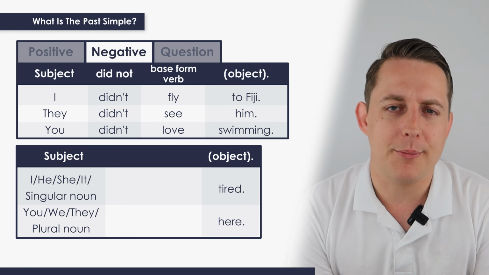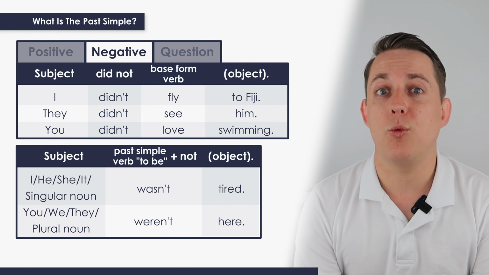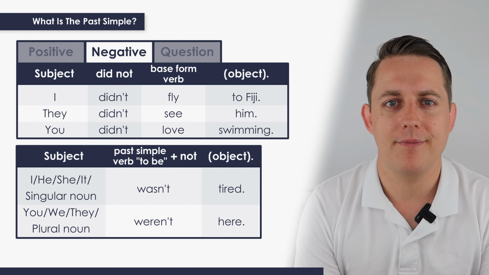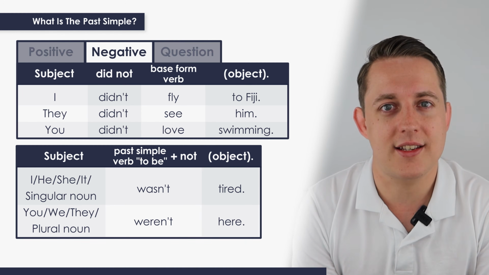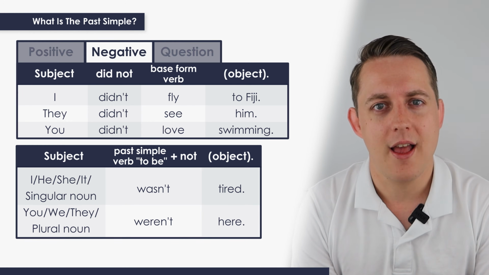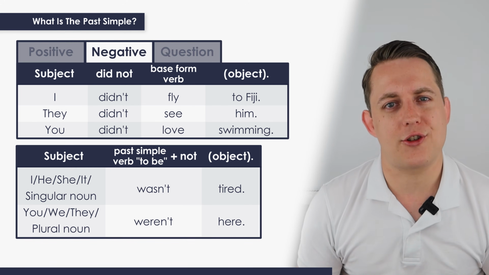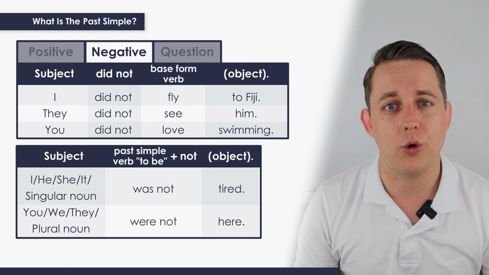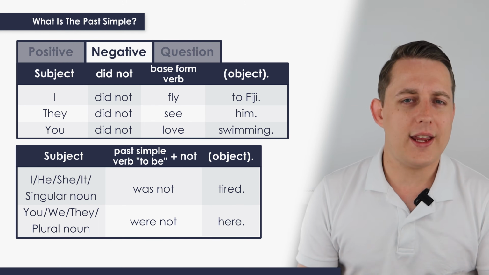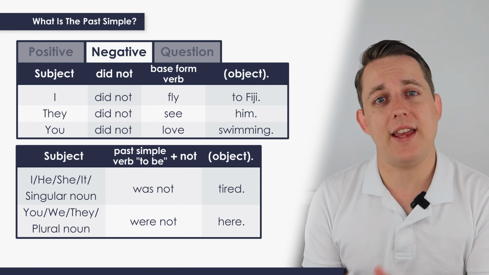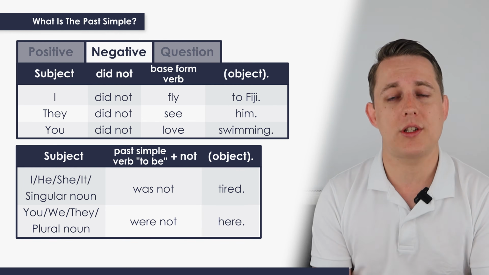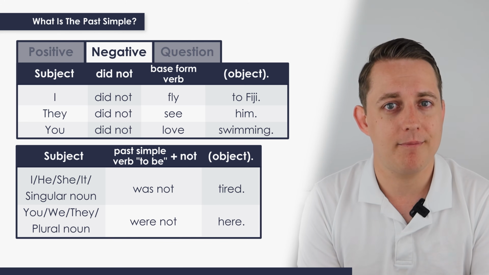So what about the verb to be? I wasn't tired. They weren't here. All we're doing is adding nt at the end. Now, all of these are contractions, but you can say the full words. Did not, was not, were not. So why would you do that? Maybe for academic writing, like a university essay, or to be more formal in your writing.